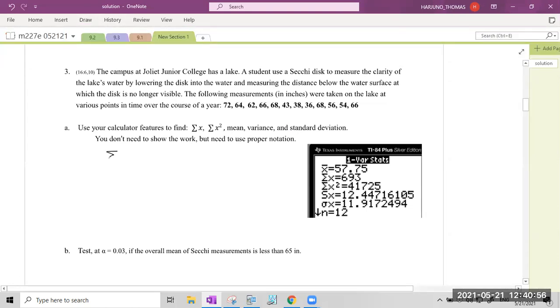So my sum of x is 693. My sum of x squared is 41,725. The sample mean is 57.75. Sample standard deviation is 12.44716. Oh, what is the variance? Do you know how to find the variance?